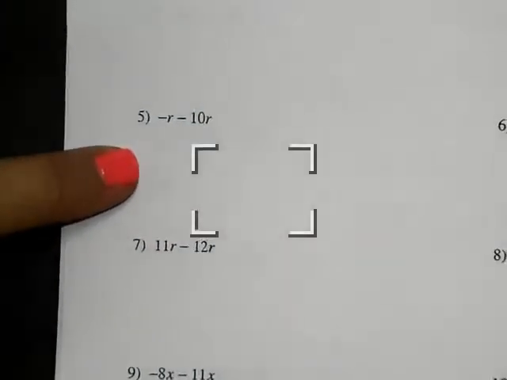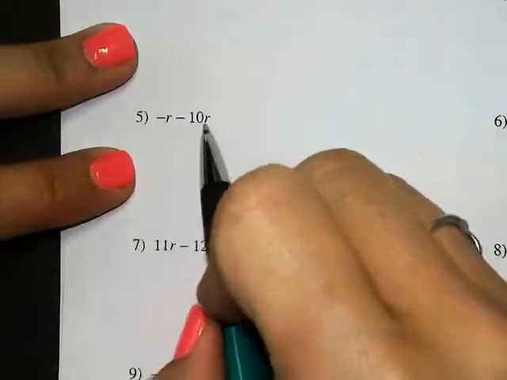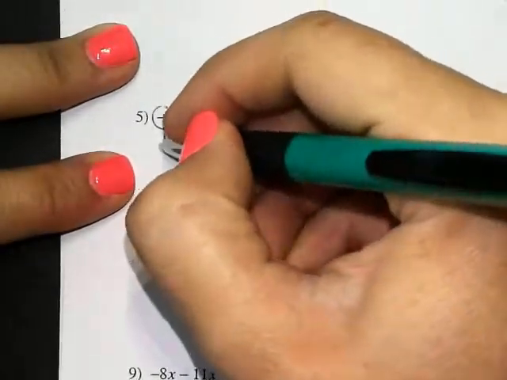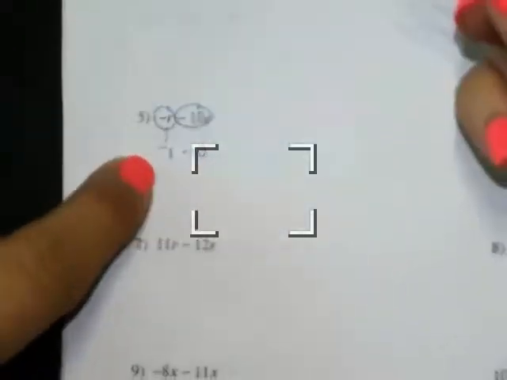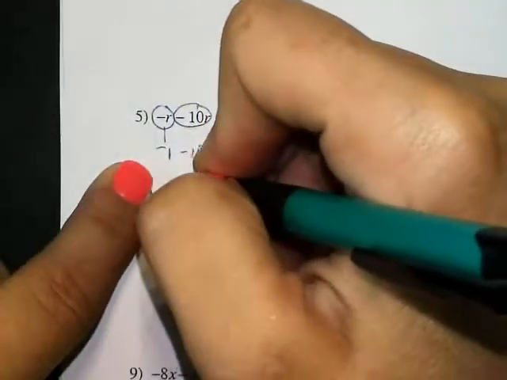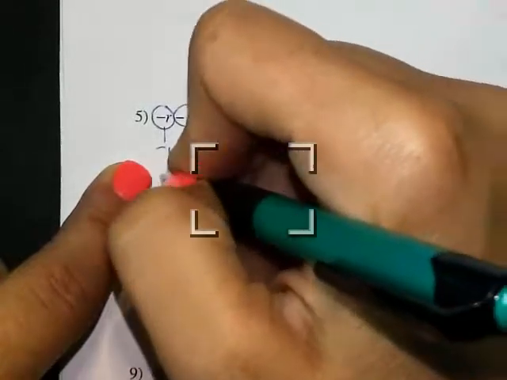Quickly take a look at number 5. Both of them have r, so this is technically a -1, and this is technically a -10. Same sign, add and keep, makes it -11r.